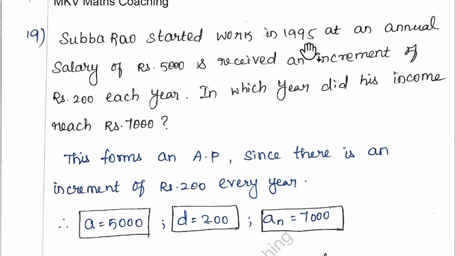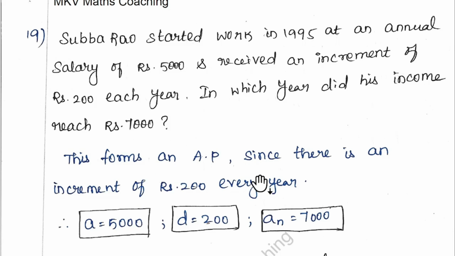Subarov started work in 1995 at an annual salary of 5,000 rupees, and received an increment of 200 rupees each year. So in 1995 he got an annual salary of 5,000 rupees, and in 1996, 5,200. In 1997, 5,400. So every year he is getting an increment of 200. Okay, so in which year did his income become 7,000 rupees? So you need to find out after how many years his income becomes 7,000 rupees.